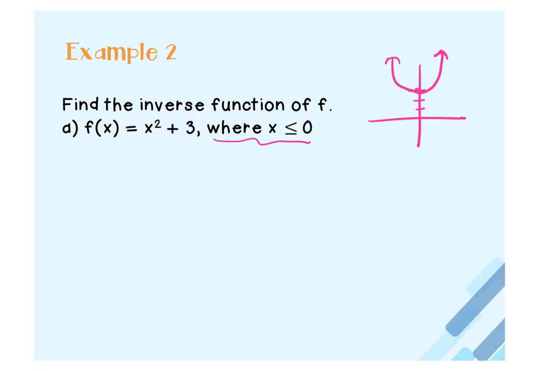No, this would not be invertible, which is why this part is here. Because if I say I only want the part of this graph where x is less than or equal to 0, I ignore the whole right side of it. And now, does that pass your horizontal line test? Yes. So what you need to understand is if there is a restriction, why is the restriction there?